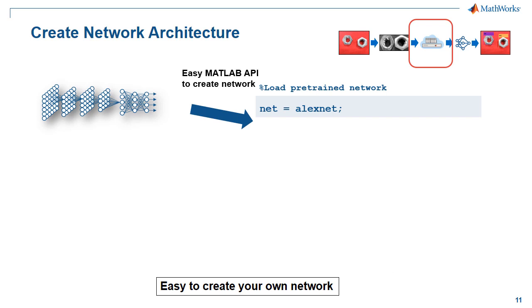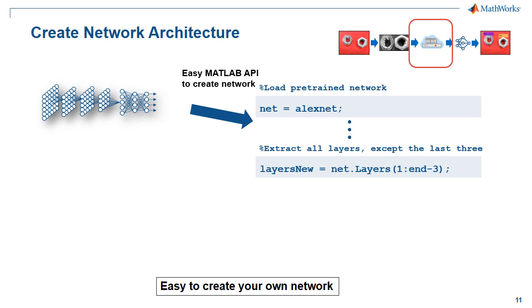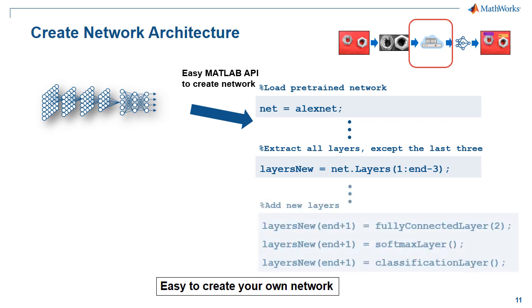So with one line of code, you can bring AlexNet, for example, into MATLAB. Now suppose I want to remove the last three layers and put in some of my own. With one line of code, you can remove the last three layers, and with a couple of lines of code, you can add a fully connected layer, a softmax layer, and a classification layer. So with just a few lines of code, you can start modifying and adjusting the network to suit your needs.